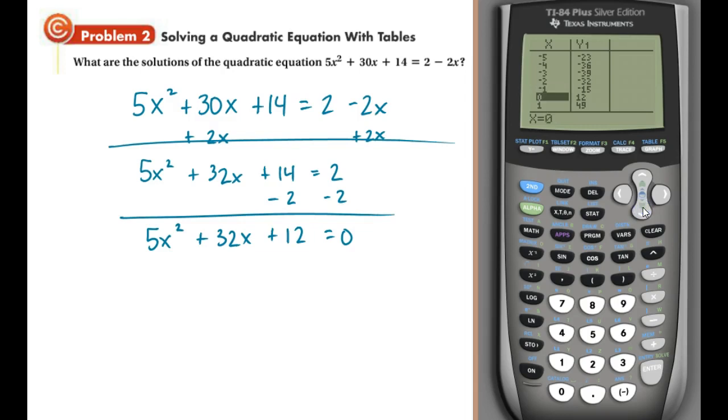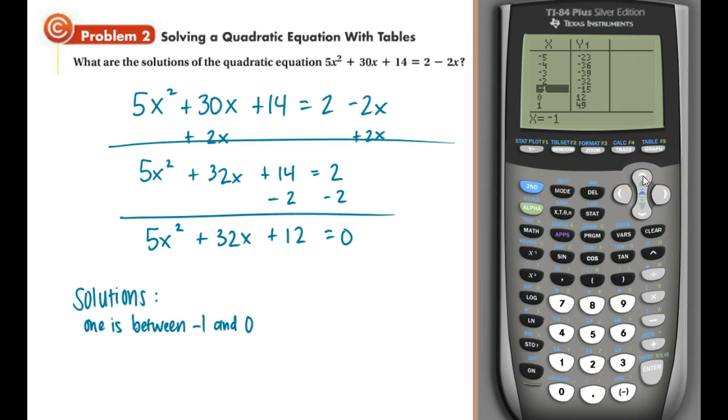Now, we're not actually finding a y value of 0, but take a look right here. These two values for x, negative 1 and 0 respectively, have y values of negative 15 and 12. Well, 0 would be between those two values. So that means one of the zeros is between negative 1 and 0.